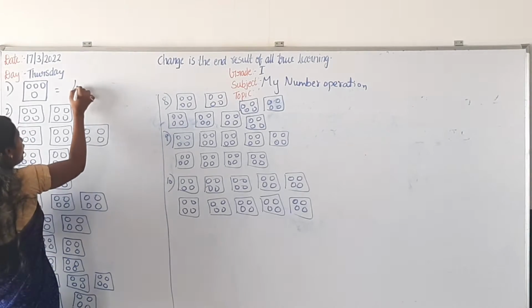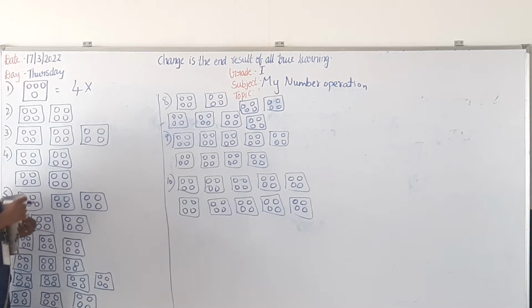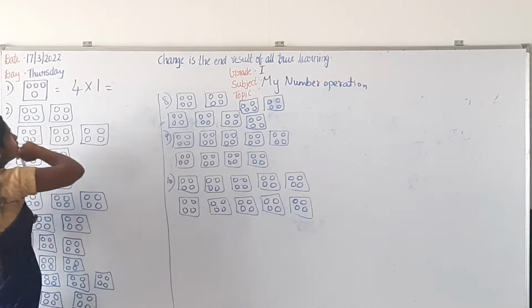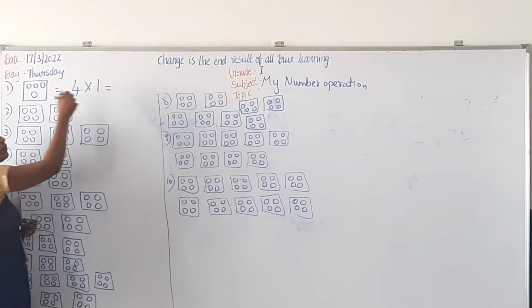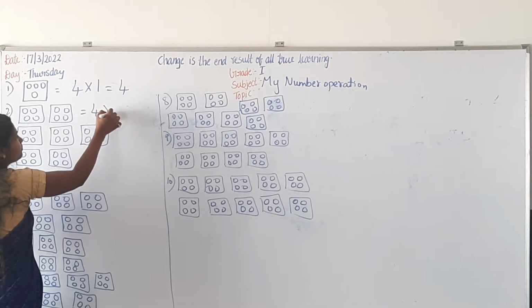So 4 is common, first number. Okay, 4 into 1? 4. So how many circles are there? 4. So 4 ones are 4. Next, 4 into 2? 8.